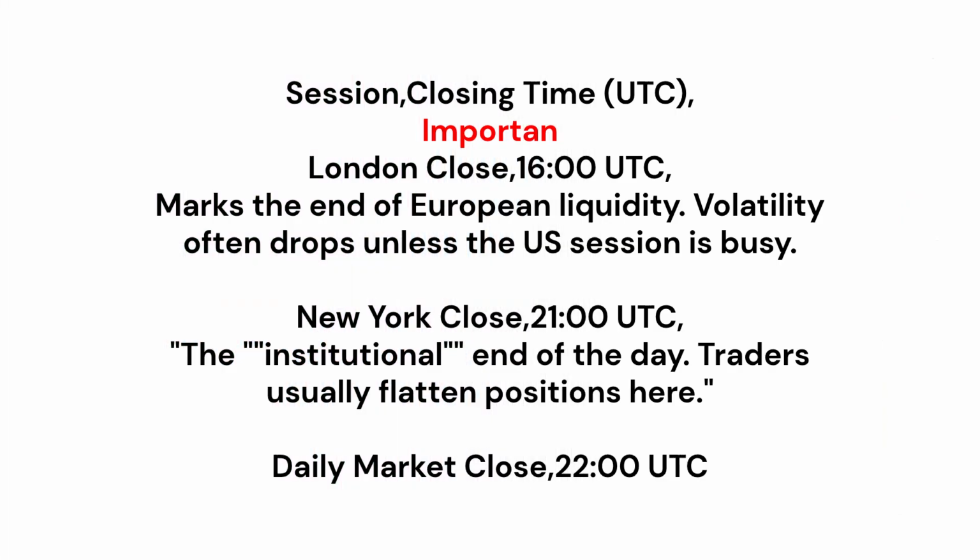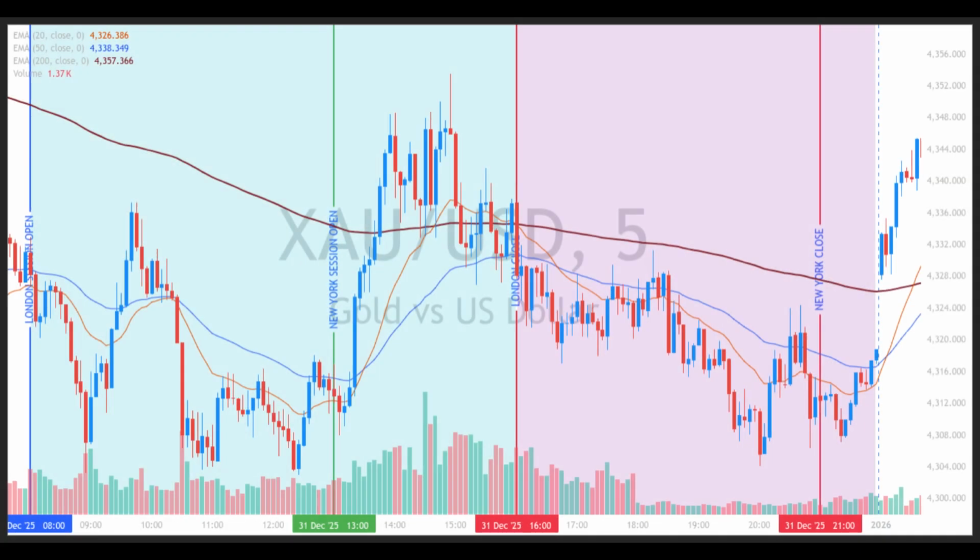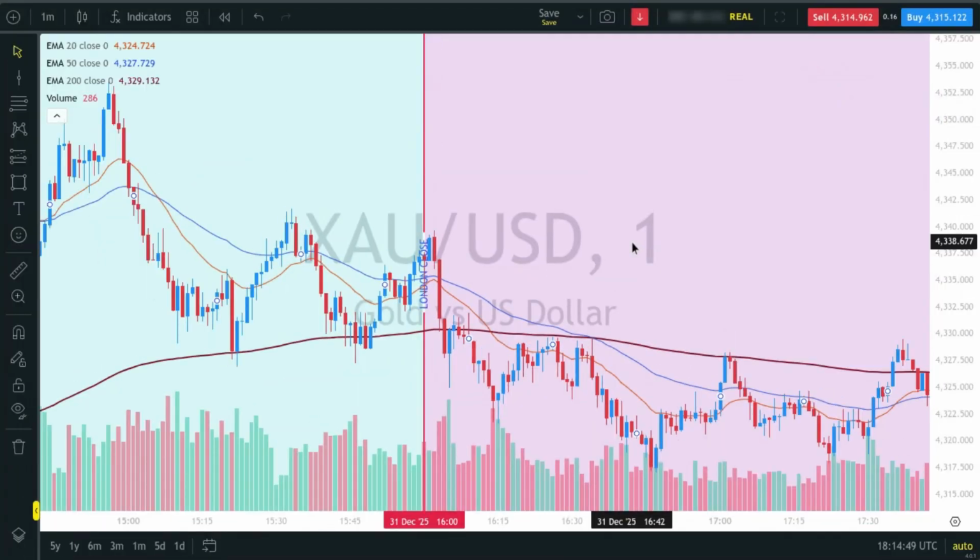Since gold is traded as a spot commodity, XAU, against the US dollar, USD, its hours are slightly different from standard currency pairs. The gold market closes for 1 hour every day for bank settlement and maintenance. Many professional gold traders avoid holding positions into the Friday New York close, 21 to 22 Universal Time Coordinated. Because liquidity drops at the end of the week, the price can become choppy and unpredictable as big banks close their books for the weekend.